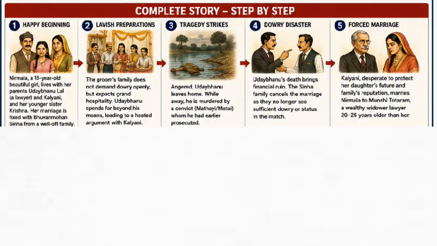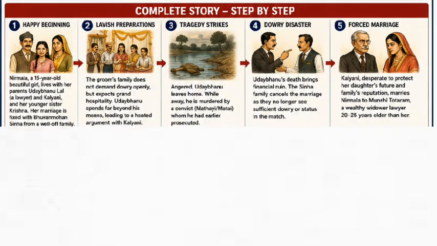At first, everything appears perfect because the groom's family does not openly demand a large dowry. Instead, they expect a grand wedding and lavish hospitality for the wedding guests. Wanting to maintain his social prestige, Uday Bhanu spent far beyond his financial limits on the wedding preparations. His wife Kalyani warns him not to waste so much money because they also have another daughter, Krishna, whose marriage must be arranged in the future. Their disagreement turned into a heated argument.